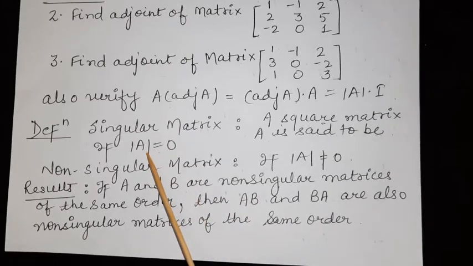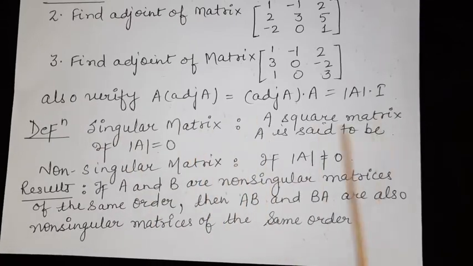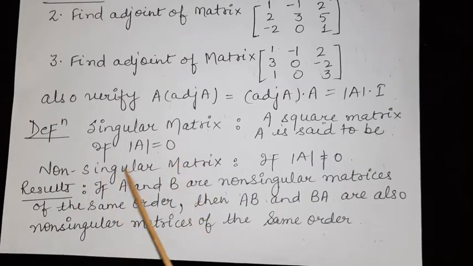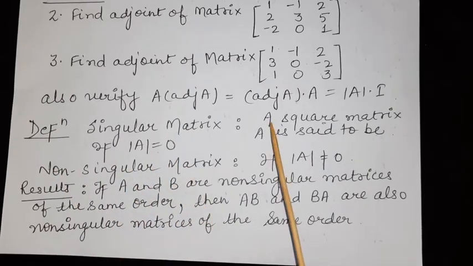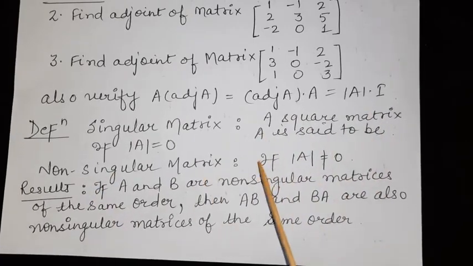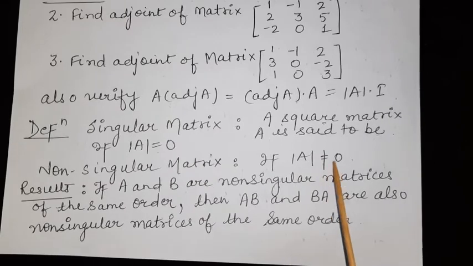So this is a very important definition: a square matrix A is said to be singular if its determinant is equal to 0. And a square matrix A is said to be non-singular if the determinant of A is non-zero. So this is very important: if it is a non-singular matrix, then its determinant will be non-zero.